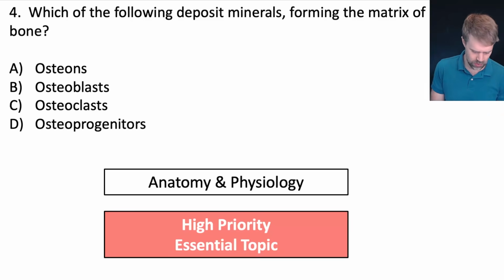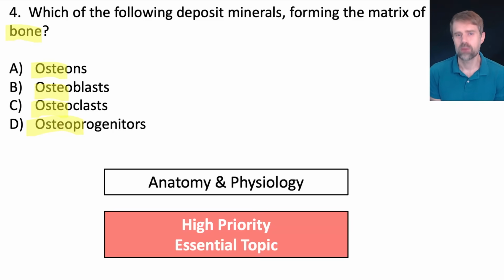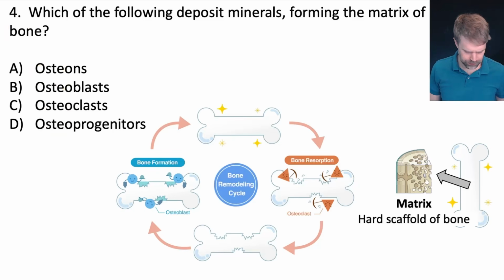All of these words are osteo. We're talking about bones here. If you know basic A&P, you know that osteo refers to bones. But the question is, which of these deposit minerals forming the matrix of bone? Now, what's the matrix of bone? The matrix of bone is like the hard part that bone is made up of.